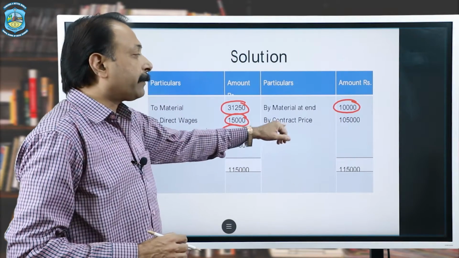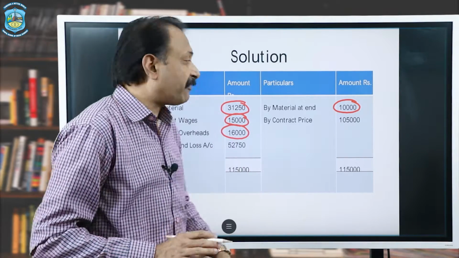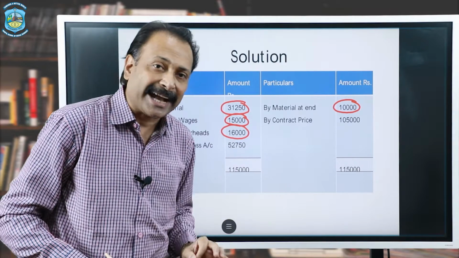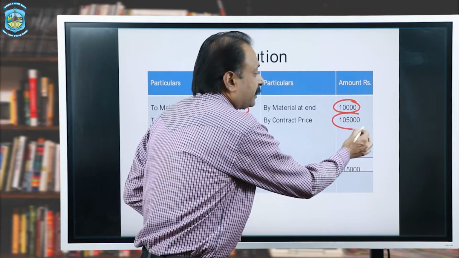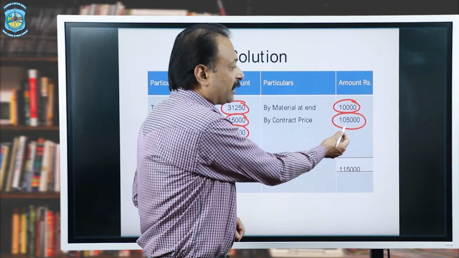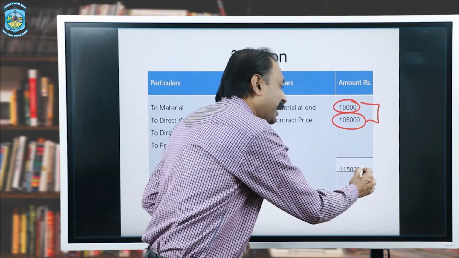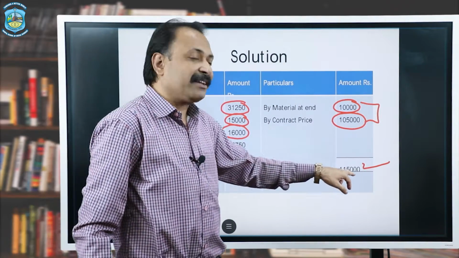Then by contract price, because in this question the contract was completed, so we have to mention by contract price or by contractee account. We can use either by contractee account or by contract price. That amount is 1,05,000. Then we total the credit side, 10,000 rupees plus 1,05,000 rupees. We add this to find the total. The total comes to 1,15,000 rupees.